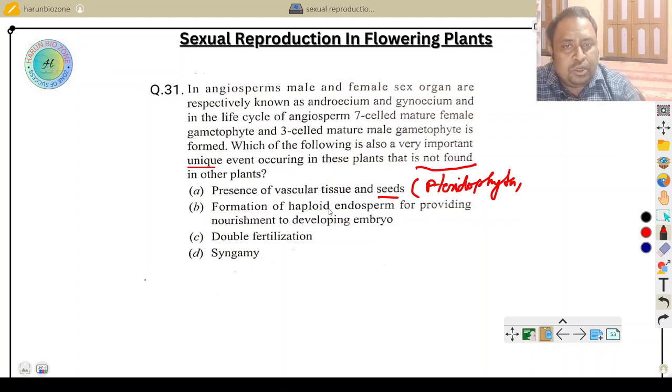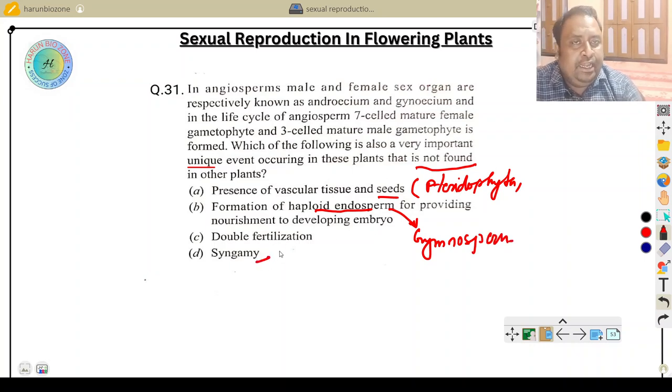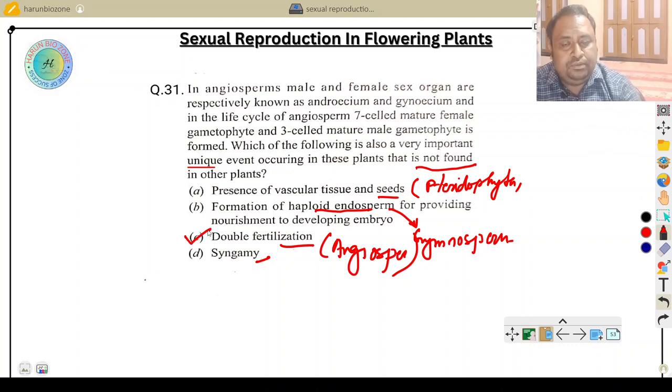Formation of haploid endosperm is a characteristic feature of gymnosperm. Syngamy occurs in algae, bryophyte, pteridophyte and gymnosperm. Syngamy means male and female gametes are fused in sexual reproduction, but double fertilization only occurs in angiosperms. So it is a unique feature.